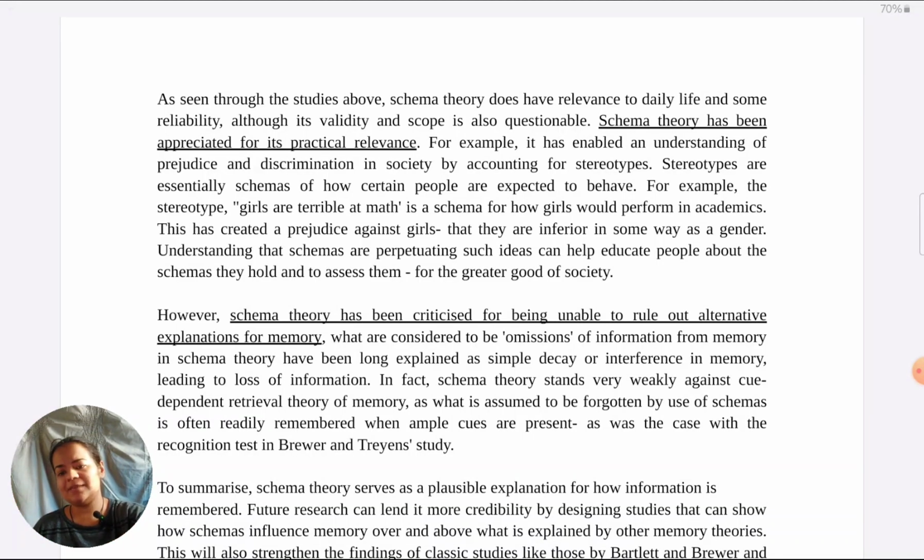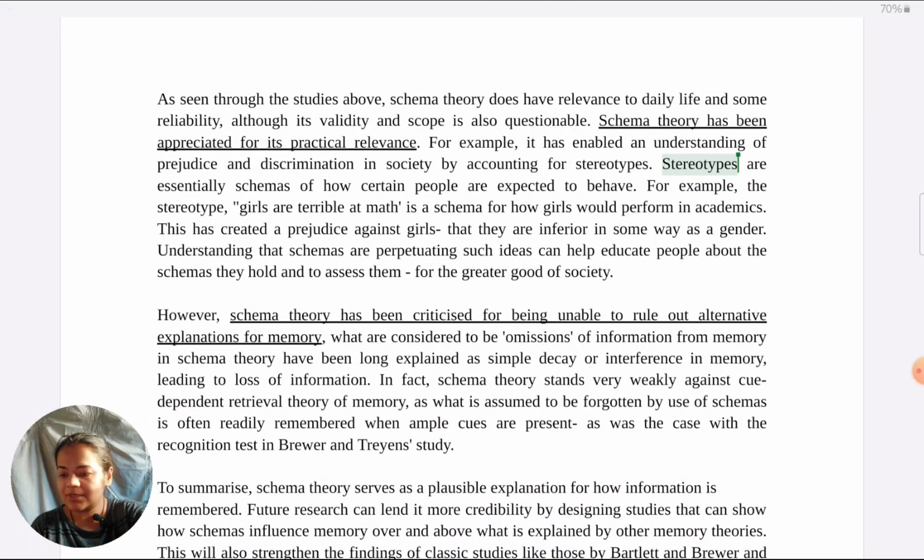A strength of schema theory beyond what we've already discussed. We've already evaluated schema theory itself, not just the studies. But beyond what these studies have shown, it has a lot of practical relevance. Here, the example of stereotyping has been taken, and further, because it's a question of practical relevance or application, some intervention has to be suggested. We can't just say that it explains stereotypes. That's not a practical application.